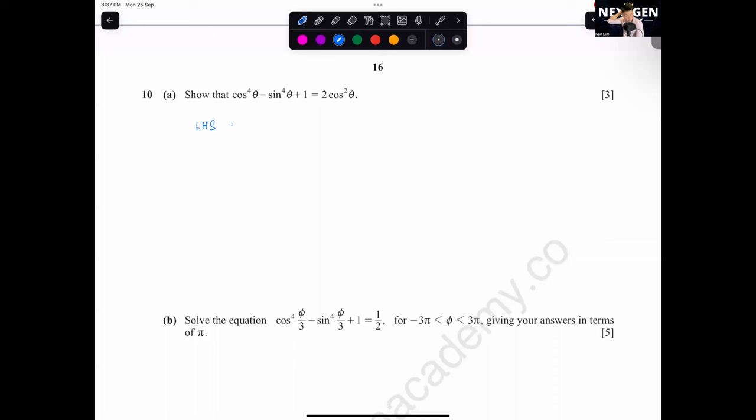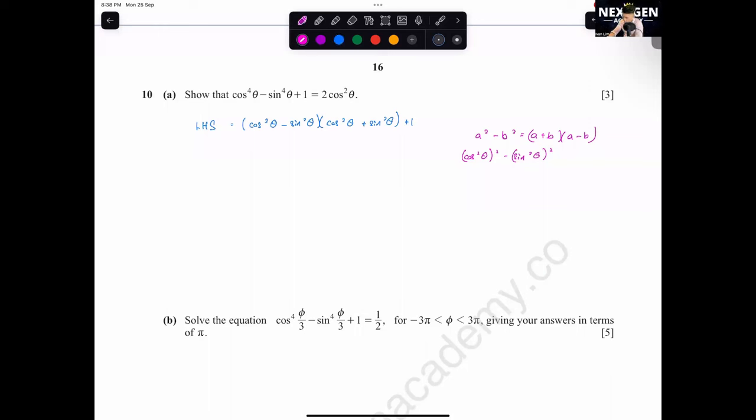There are many ways that y'all can do it. The one that I will do, I will use a square minus b square equals a plus b, a minus b. The first line for this one: my a square is cos square theta squared, minus sin square theta squared. So my a is cos square theta, my b is sin square theta. So this will become cos square theta minus sin square theta. And here, cos square theta plus sin square theta plus 1.